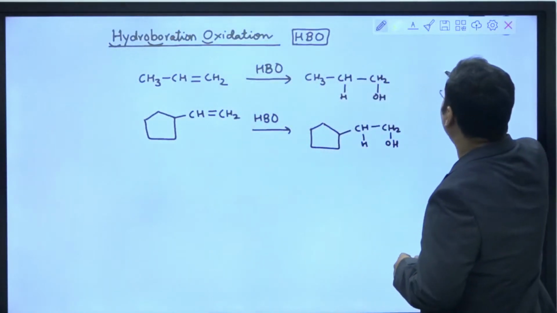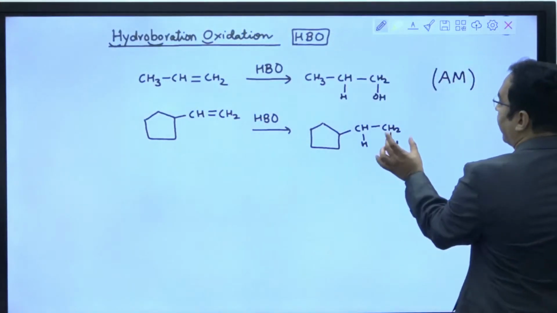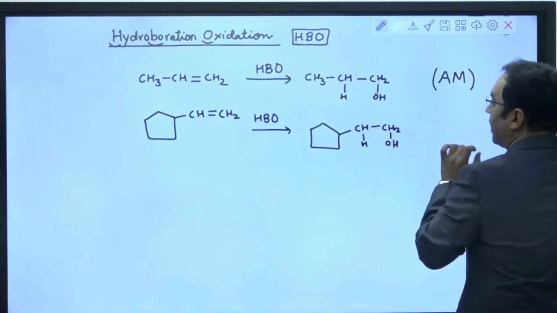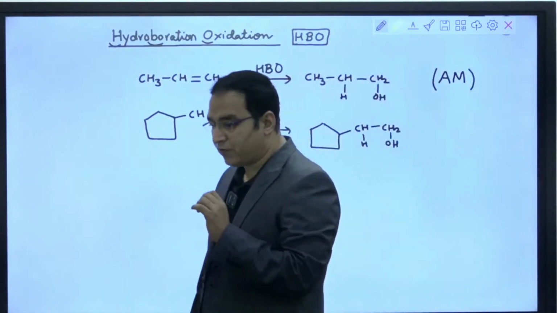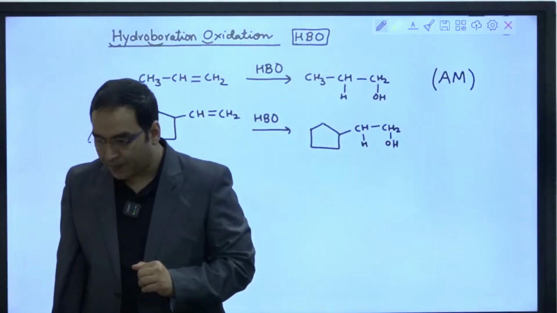Anti-Markovnikov. All of you understand Markovnikov and anti-Markovnikov? Normally, the rule is negative part should join where H is minimum. That is Markovnikov. You are getting on other way, right? So these are the example of anti-Markovnikov addition. Note down this word. Is it clear?